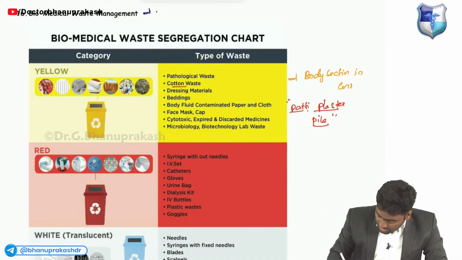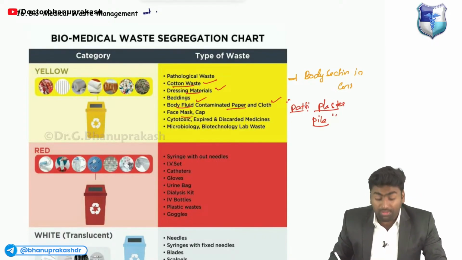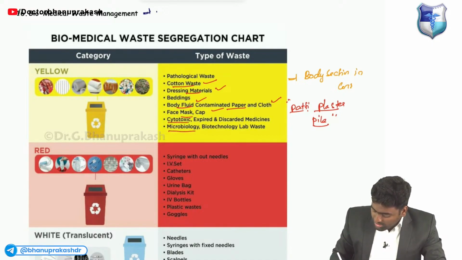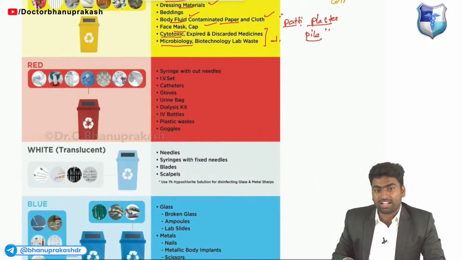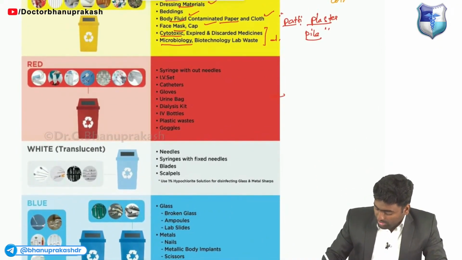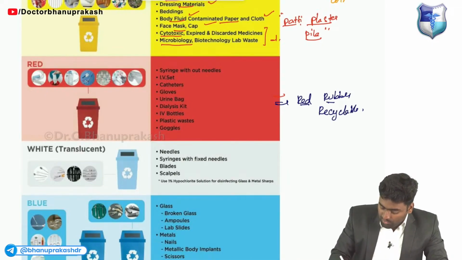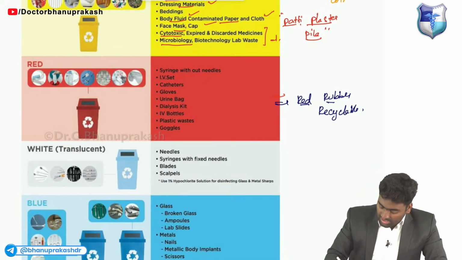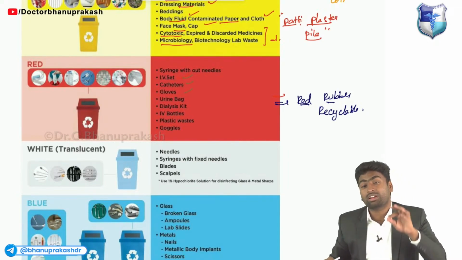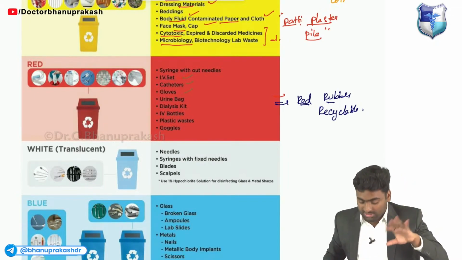Fine. So this cotton waste, dressing materials, body fluid and contaminated paper and cloth, and your face mask, your cloth, all of your cytotoxic drugs and the microbiological waste, all of them should be thrown into this yellow color bag. Whereas for this red, remember red for recyclable. Red, rubber and recyclable. Here we'll put mostly rubber and recyclable plastics, which include IV sets, catheters, gloves, even gloves with a pinch of blood. We'll put them in the red only.